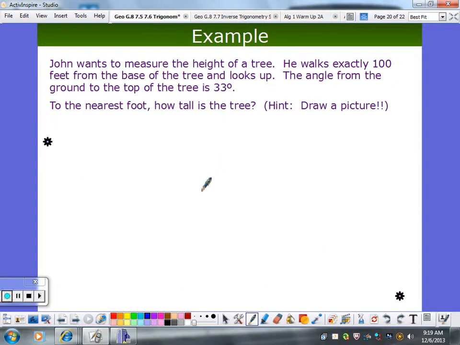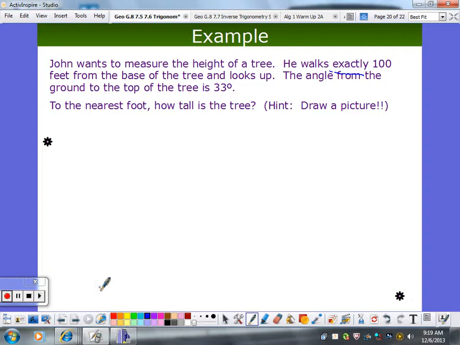John wants to measure the height of a tree. He walks exactly, yes, because he's got some kind of measurement tool, exactly 100 feet from the base of a tree, and he looks up. The angle from the ground to the top of the tree is 33. Now, if you don't draw a picture, this is extremely difficult. So how do you draw a picture?